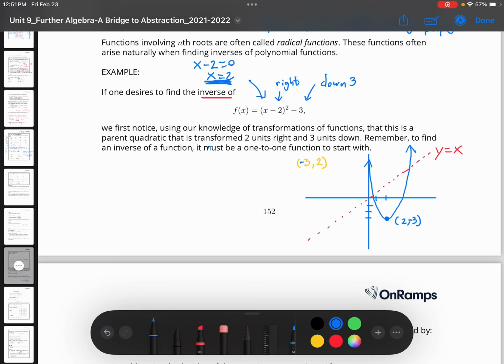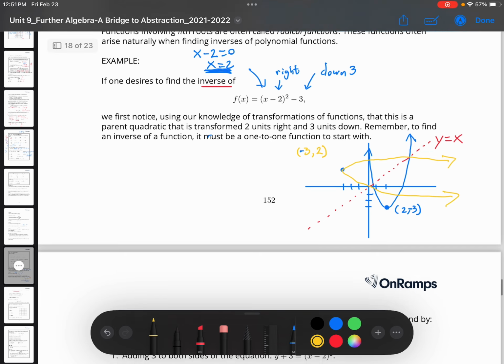Negative 3 would be 1, 2, 3, and then up 2, so it'd be somewhere over here. So let me draw in a different color here. So that would be this parabola. And of course, I'm not doing a great job of this, but I think it should go right through this line. I could be wrong, so it's not perfect, of course, but it would look something like that. So it would be a reflection over that line.